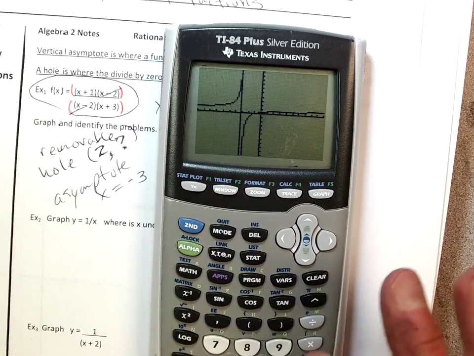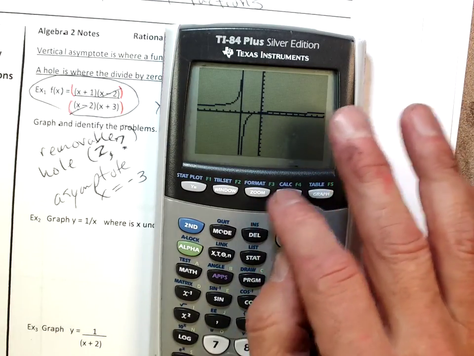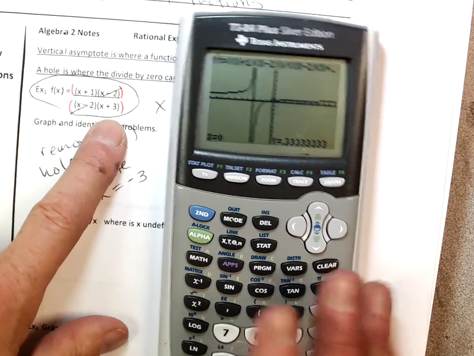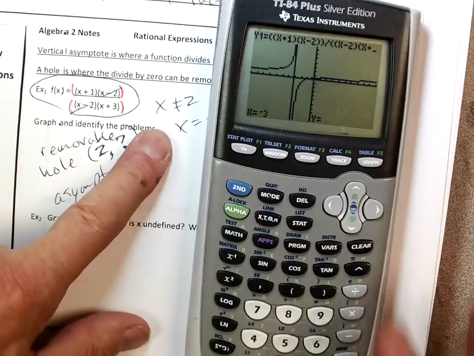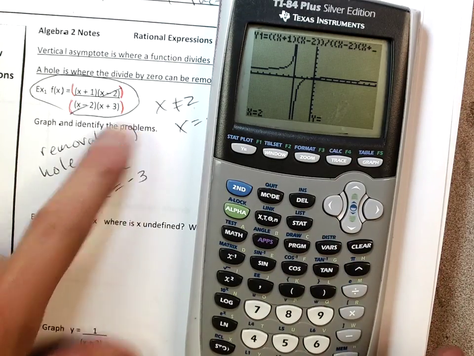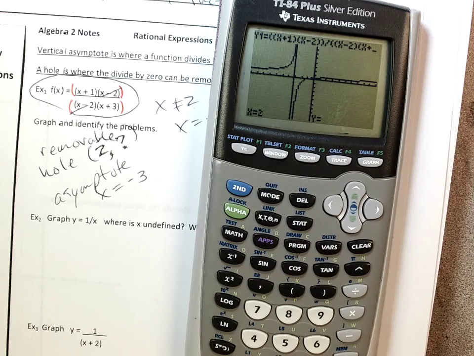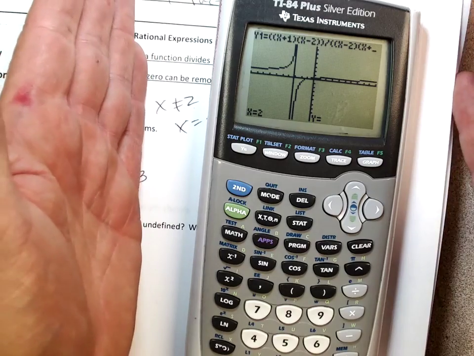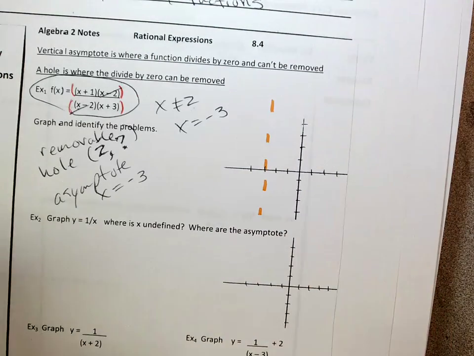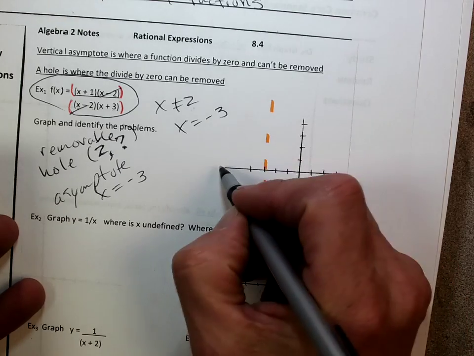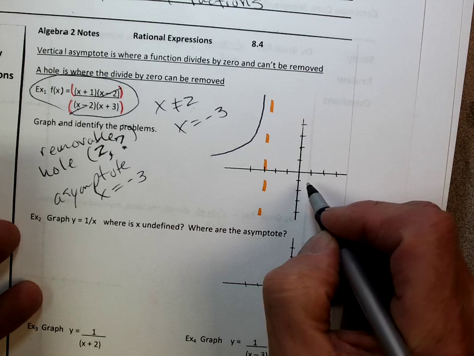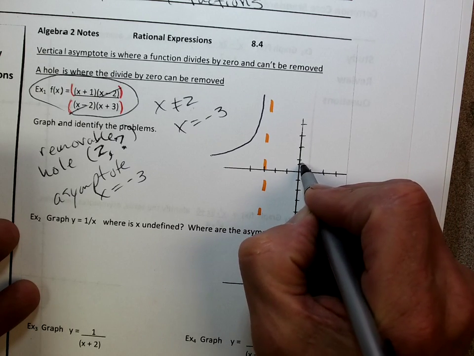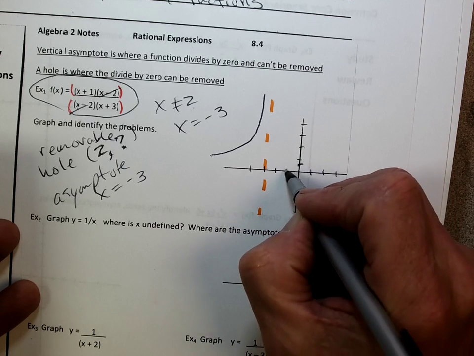So if I go to trace, and go to -3. No, not -3. That's my undefined there. Sorry, hole at 2. Trace 2. Sure enough, there's no y value, right? So I know there's got to be a hole there. So now if I'm going to graph this, let's take a look at the picture on the calculator, and let's graph it. I do know it goes like this, all right? From my calculator, and it goes like this from my calculator also, okay?